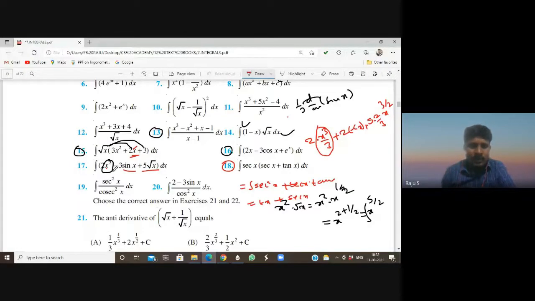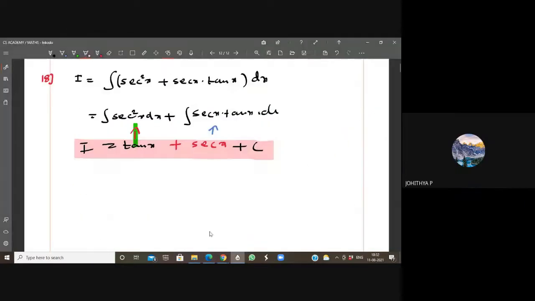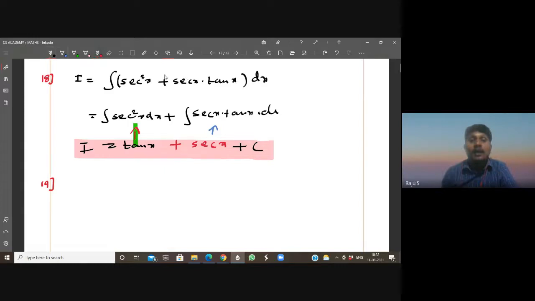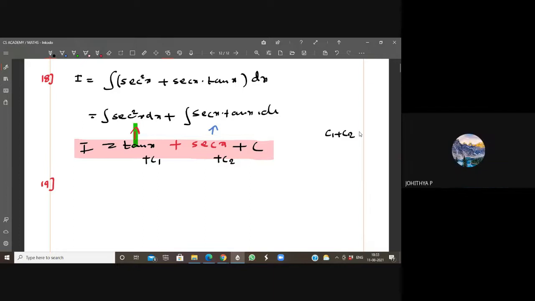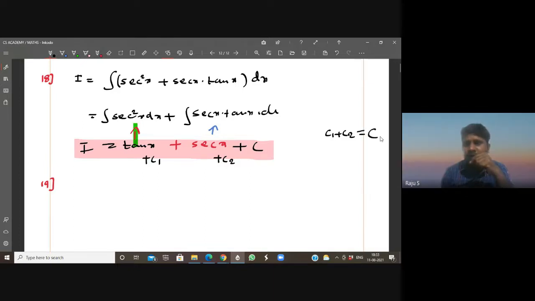Very simple question. Right, question number 19: secant square by cosecant square. Sir, since there are two integrals, there should be two constants, no, sir? Yeah, there's a reason. You may consider the first constant as C1 and the second one as C2. So finally, what is C1 plus C2? Is it a constant or not? Yes, I want to take C1 plus C2 as again C.